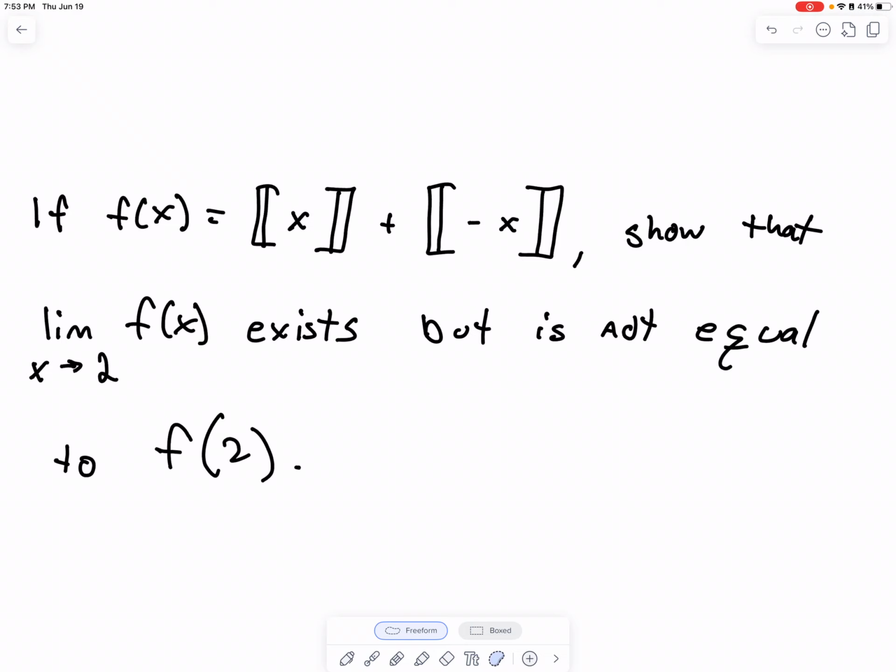Let's read it. It says, if f of x equals the greatest integer less than or equal to x plus the greatest integer less than or equal to negative x, show that the limit as x approaches 2 of f of x exists, but is not equal to f of 2. So I feel like there are some components of this that we need to discuss. This symbol is called the greatest integer function. Let's work a few examples. I feel like the best way to grasp that concept is to see a few examples.